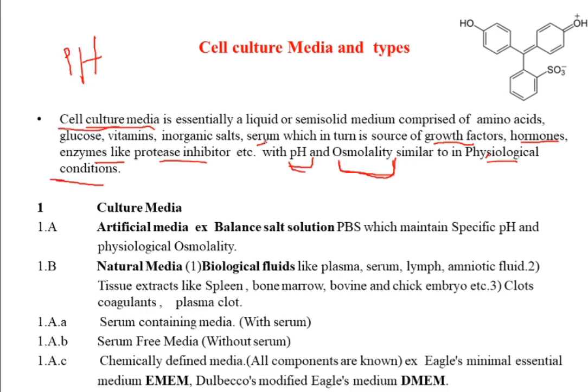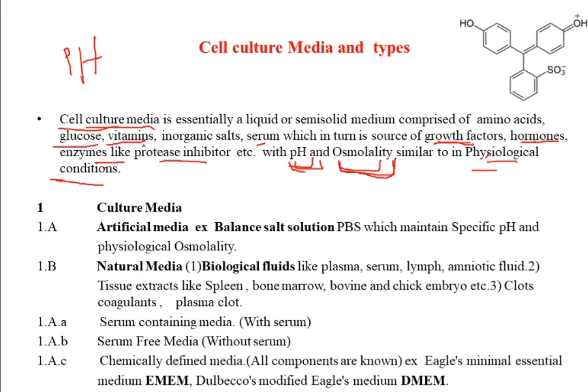So cell culture media, it may be liquid or semi-solid, but it is having amino acid, glucose, vitamins, inorganic salts, serum, and the growth factors, hormones, enzymes, etc., with balanced pH and osmolarity similar to the physiological condition of a cell. Right. So what does a cell require for its growth? The cell requires the source of amino acids, right? Because amino acid is a building block of growth. Besides this, the cell requires energy. The energy is required by the cell to carry out all its metabolic functions. So that energy is provided by carbohydrate, more specifically the glucose.